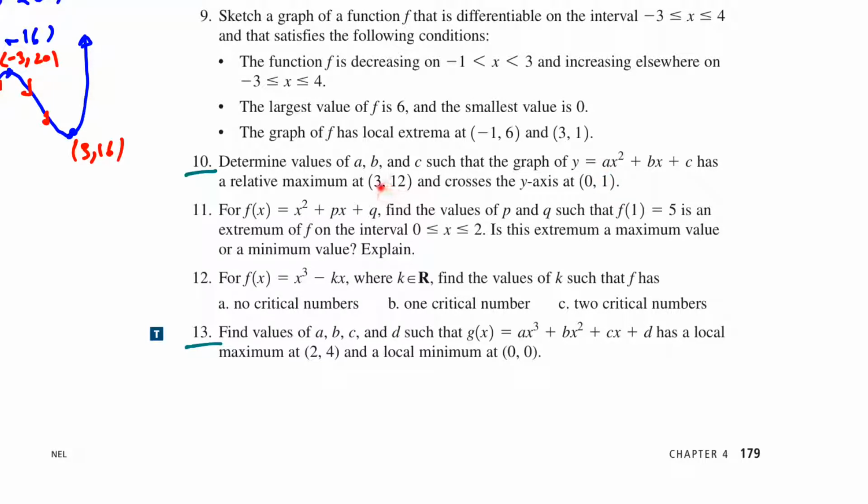Because it is maximum of the function, x equals 3 is a critical number. That means derivative of the function would be 0 when x is 3. And also, the y-intercept is 1. That means when x is 0, y is 1. We have 3 equations, 3 unknowns. When x is 0, y is 1, implies that c is 1.